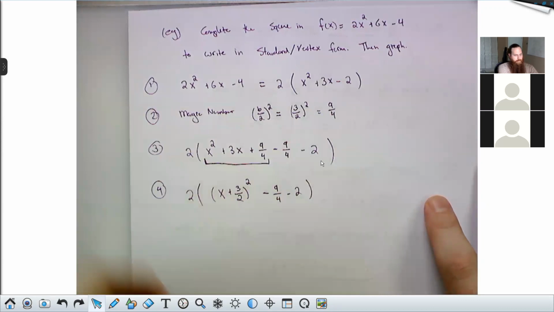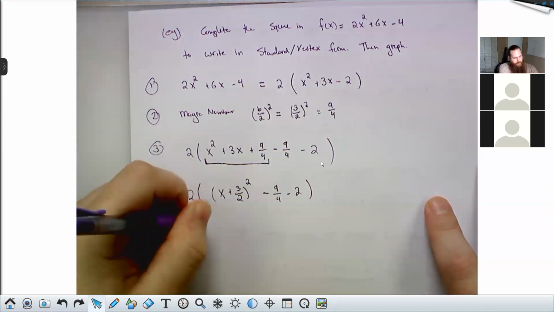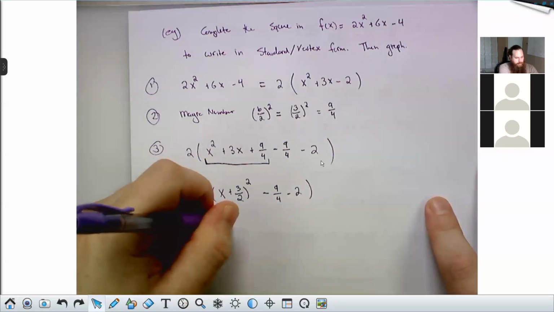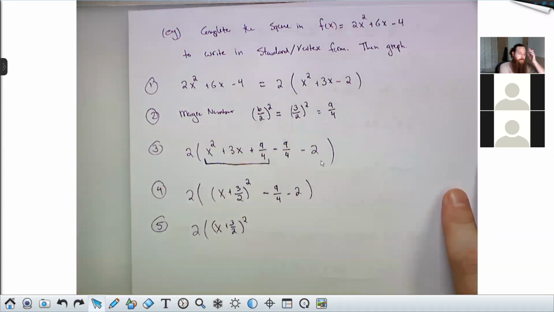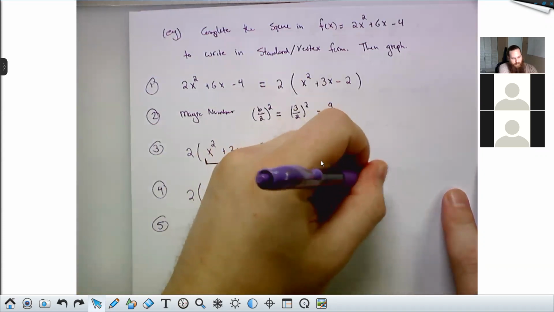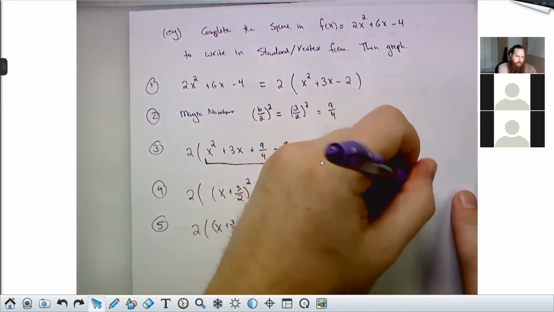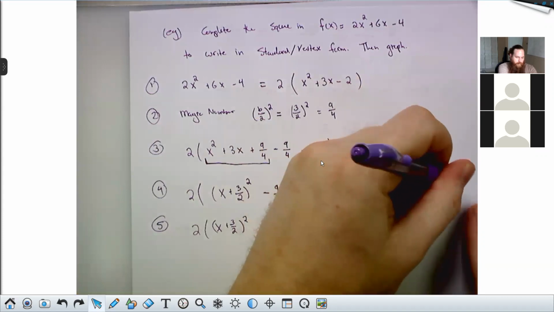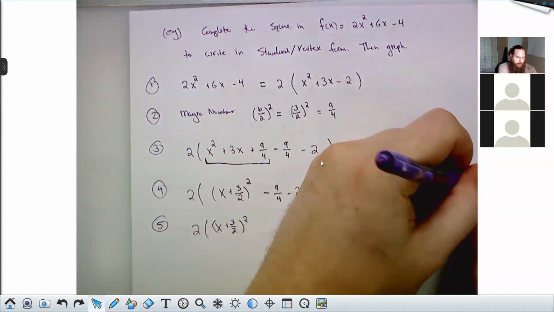And now I just simplify. So this is 2 times parentheses, parentheses, x plus 3/2 squared. And then minus 9/4 minus 2. Well, I'll do it over to the side. Minus 9/4 minus 2 is minus 9/4 minus 8/4, which is minus 17/4.